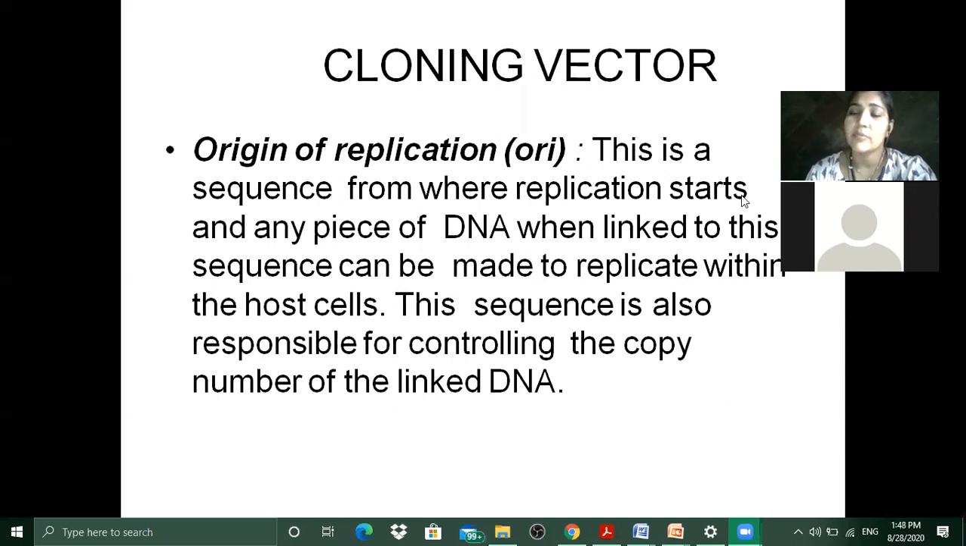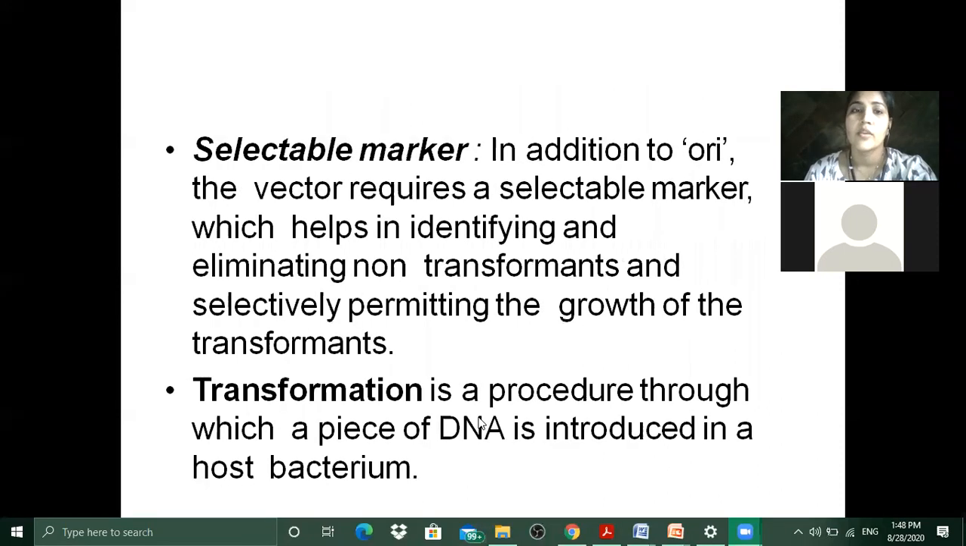And hence we are making sure that all these important aspects are present in the cloning vector, rather than putting them into the gene of interest. This sequence is also responsible for controlling the copy number of the linked gene. Then it should have selectable markers. We know what we mean by selectable markers.